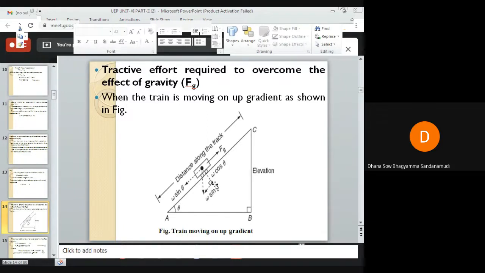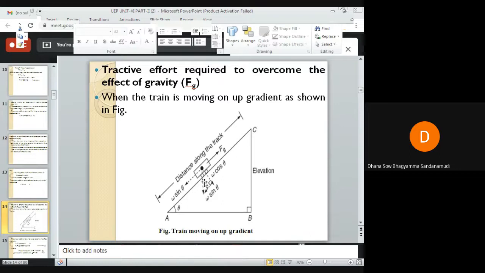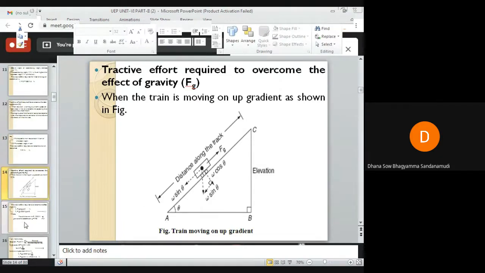So here the tractive effort is Fg. You can observe here its direction is upward, so it will oppose the gravity component of the dead weight of this train. So Fg is the tractive effort required to overcome the effect of gravity.